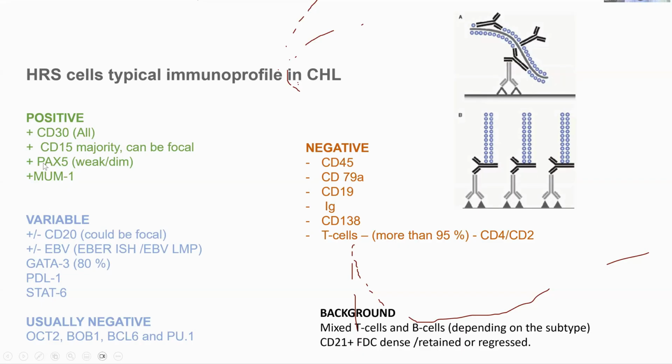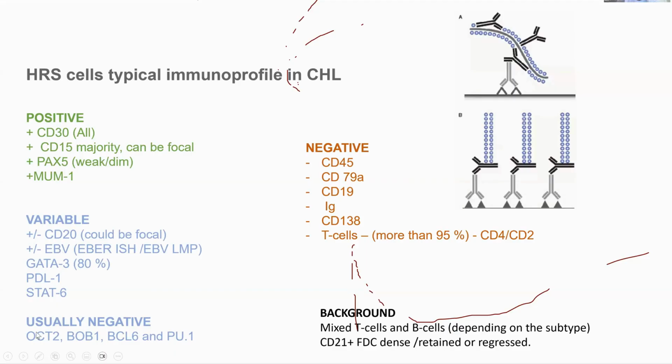And then the added features are PAX5. It's a weak, dim PAX5. PAX5 is a B cell nuclear marker. So weak or dim expression is seen in Hodgkin lymphoma, and this is because, as we said before, it's a diseased or defective B cell neoplasm. So these B cells will be weaker to express B cell markers, and that's why we have variable expression of multiple B cell markers. CD20 can be positive in patchy cells, but usually they are negative.